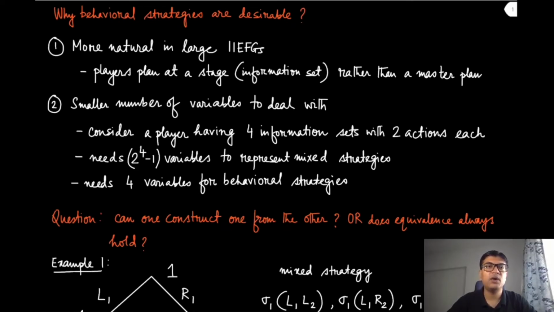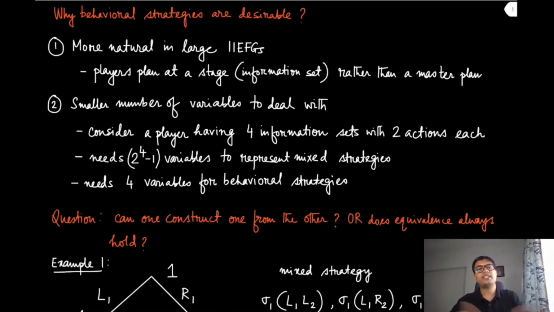Now, why are behavioral strategies desirable, particularly in the case of extensive form games? It is more natural in larger IIEFGs. Players generally plan at a stage, at an information set level, rather than having a master plan over all the possible strategies, starting at the very beginning if the game is long enough. And also, from a computational viewpoint, it's a smaller number of variables to deal with.